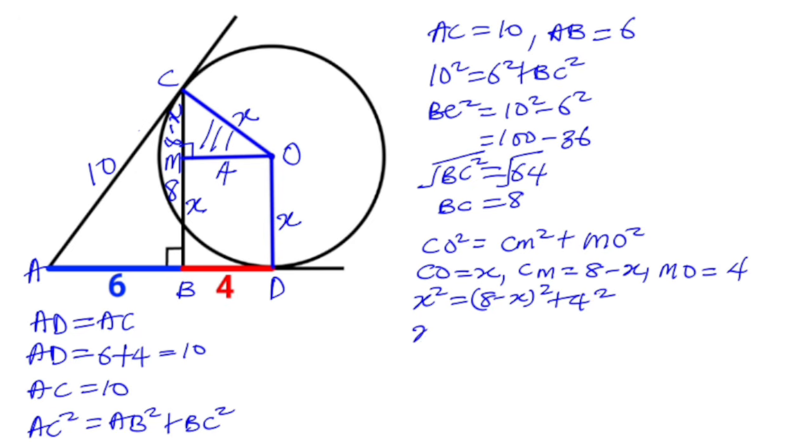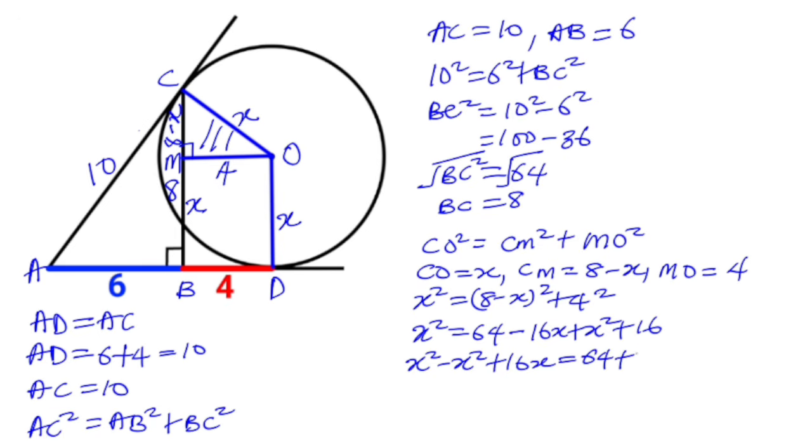Simplifying this will give us x squared is equal to 64 minus 16x plus x squared plus 16. Rearranging this will give us x squared minus x squared plus 16x is equal to 64 plus 16. x squared minus x squared is equal to 0. 64 plus 16 is equal to 80. So, we are left with 16x is equal to 80.